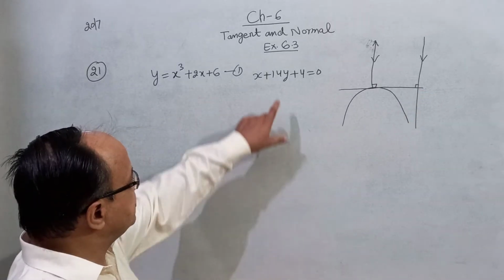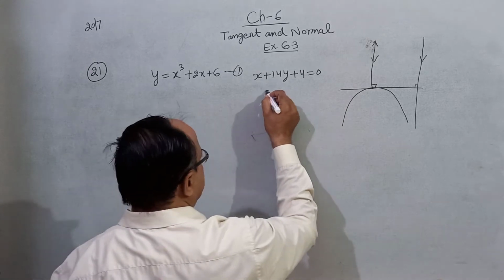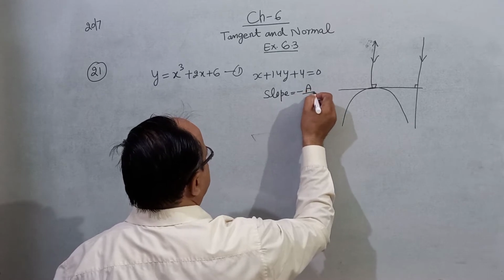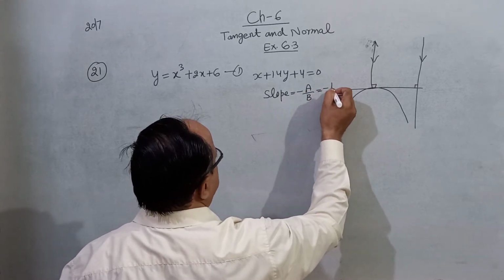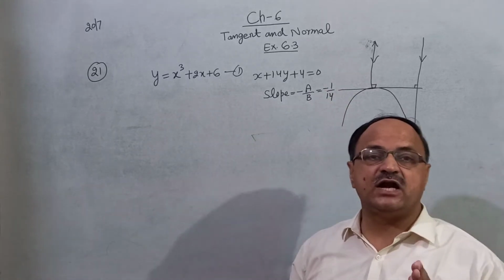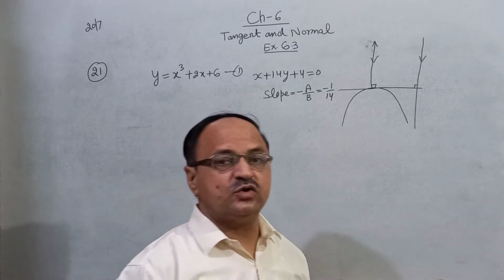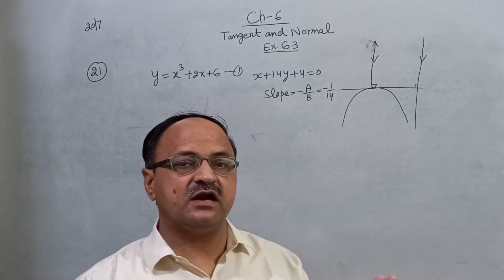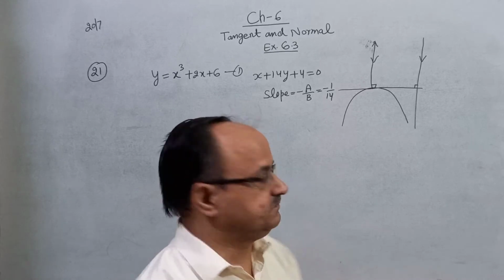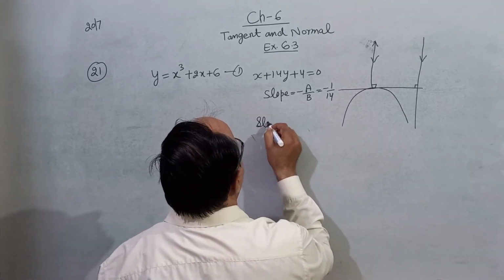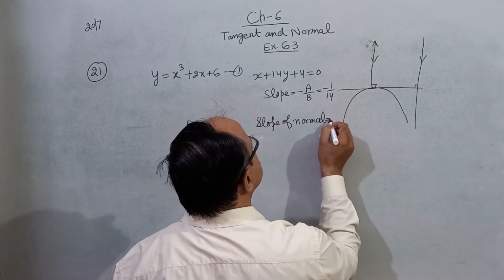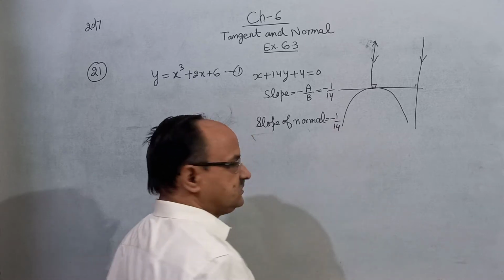Can you tell me the slope of this line? Slope of this line, that is formula minus a by b. It means you can say minus 1 by 14. This is the slope of line, and you know that line is parallel to normal, and if two lines are parallel, then their slope equal. It means what is the slope of normal? Therefore, you can say slope of normal is also minus 1 by 14. Correct?